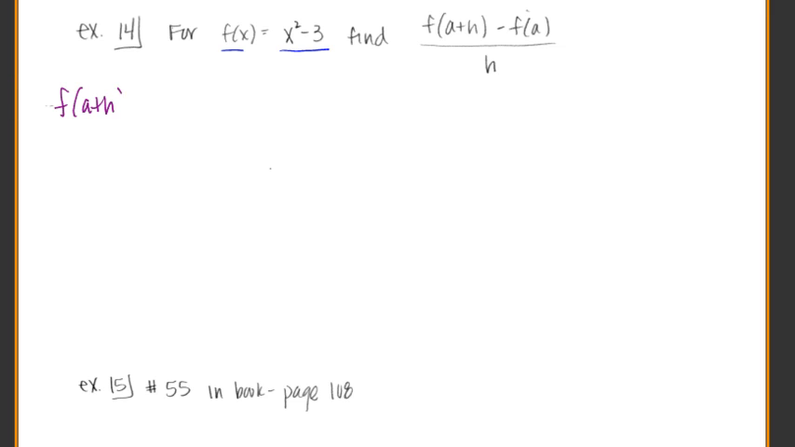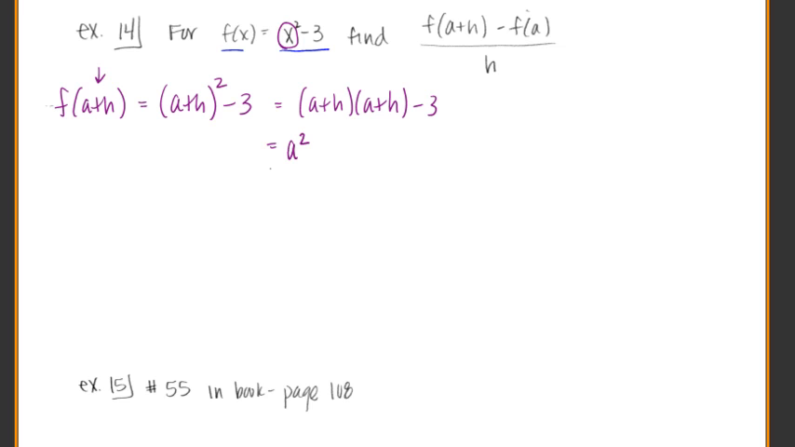Let's find first of all f of a plus h. Remember, whatever's sitting in here is going in for the variable. So the variable in this case is x, so I'm going to go a plus h. It tells me to square it and then subtract 3. Alright, or a plus h times a plus h minus 3.